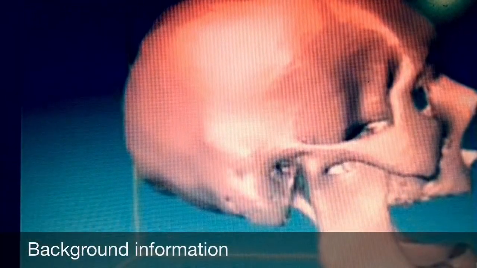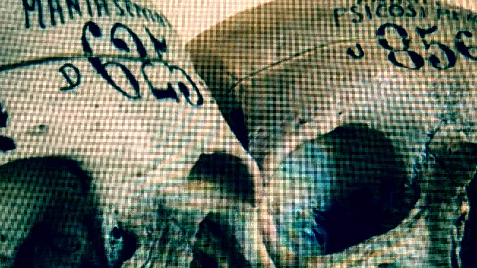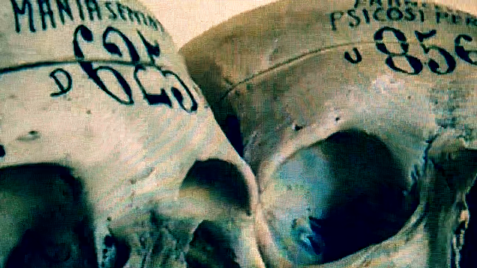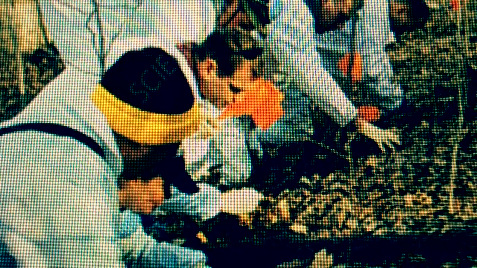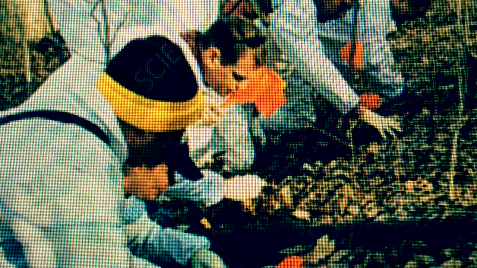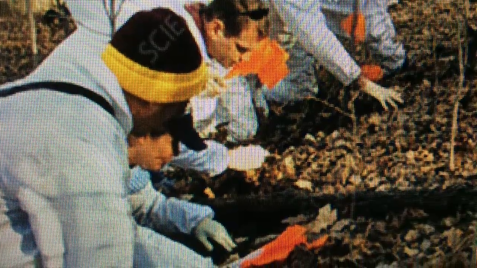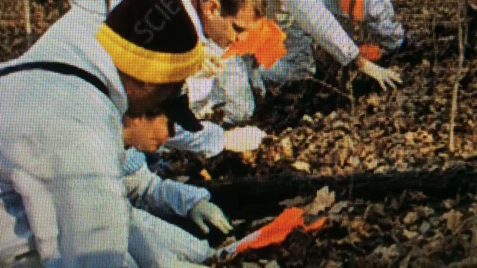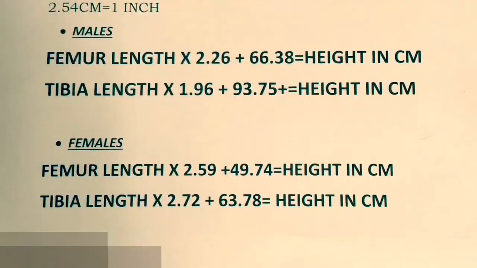If one or more of the long bones are available, measurement of these can lead to an estimate of height. For example, one rule of thumb is that the height is equal to 5 times the length of the humerus, or the upper arm bone. We have 2 formulas, using femur and tibia lengths to estimate height in centimeters, one for males with femur length and tibia length, and one for females with femur length and tibia length as well. And once this is determined, the estimated length can be used to calculate the overall height of the individual.